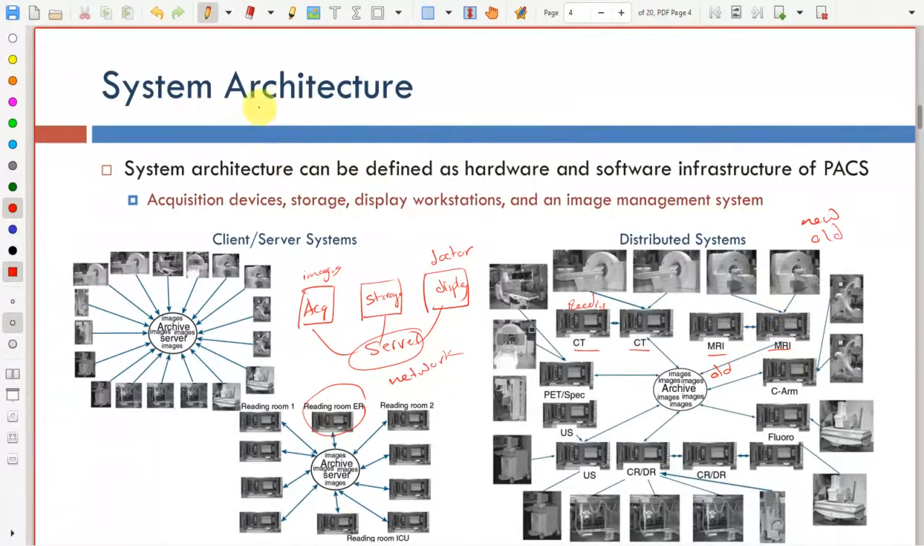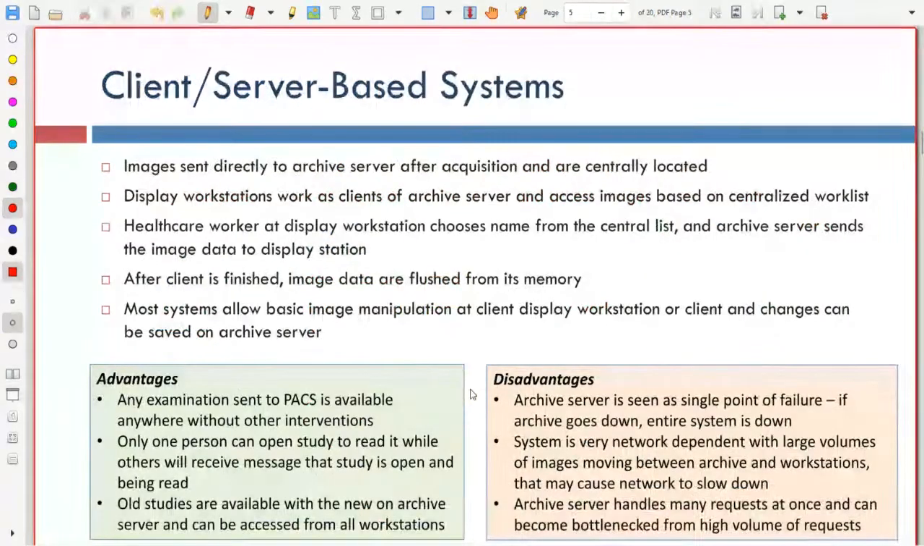So if we want to define architecture, system architecture can be defined as the hardware and software infrastructure of PACS. So basically, how we're going to reconstruct the PACS system on site. It includes the acquisition devices, the storage, display workstations, and the image management system, and definitely the network that supports all of them. Let's talk about these architectures in more detail.